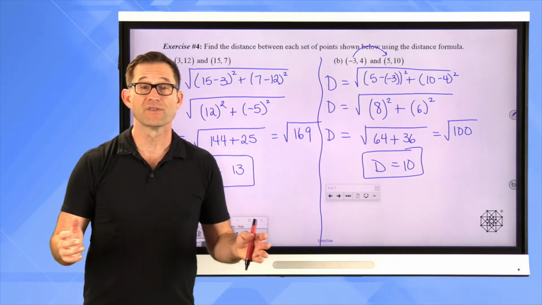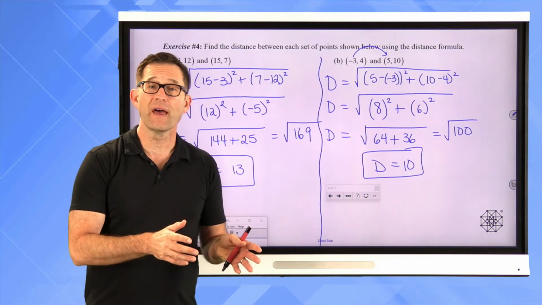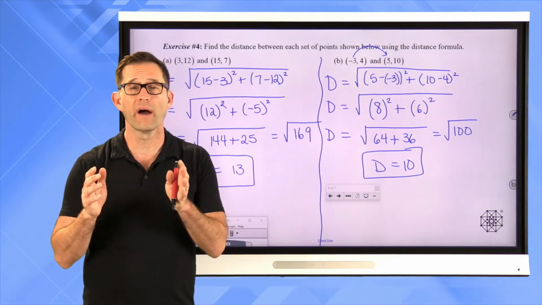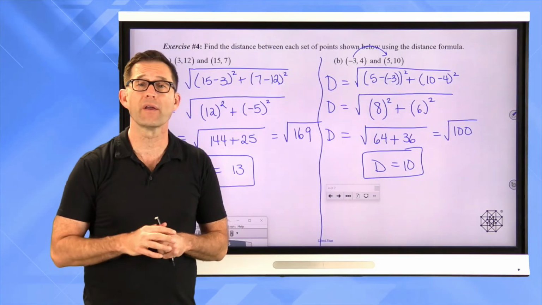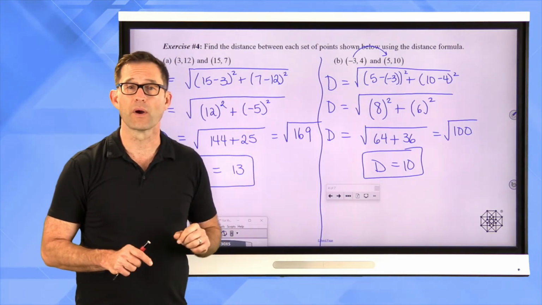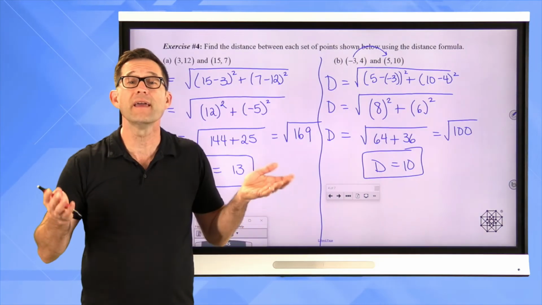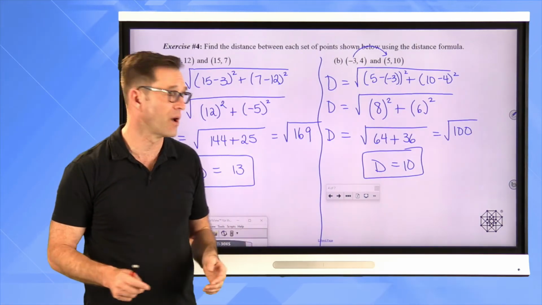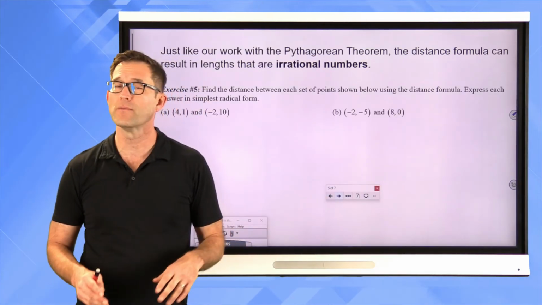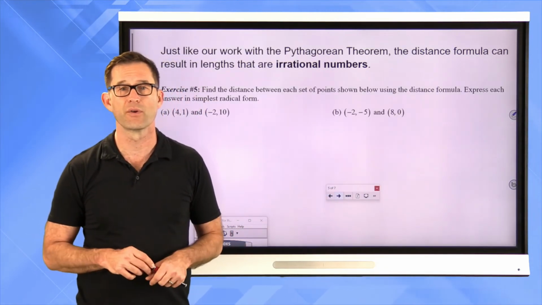Okay, so it's easy, right? Subtract the x's, find the distance between them, square it. Subtract the y's, find the distance between them, square it. Add those two squared distances together, and then take the square root. And that's your distance formula. It is just the Pythagorean theorem, though. So if you like the Pythagorean theorem, if you're good at it, the distance formula should be good for you as well.